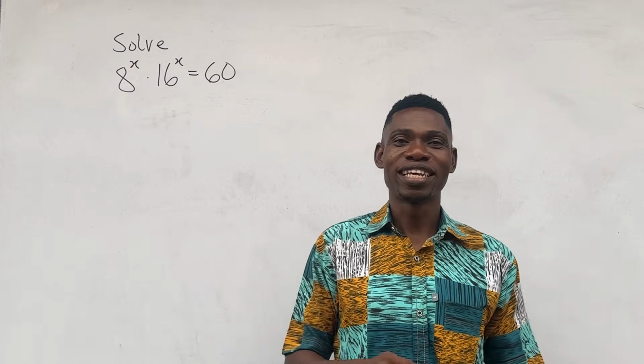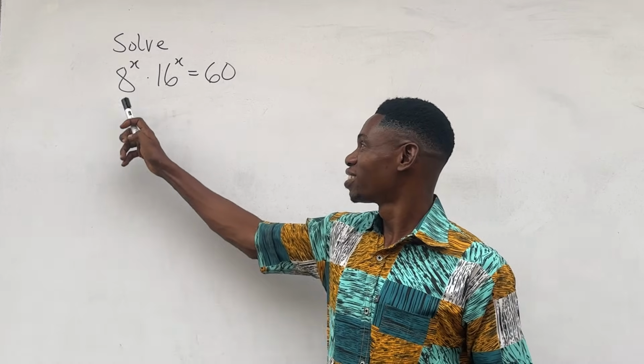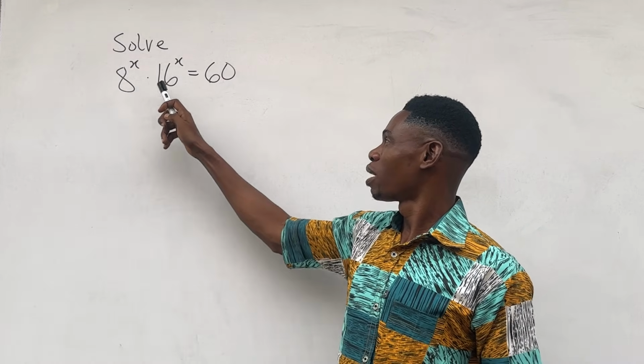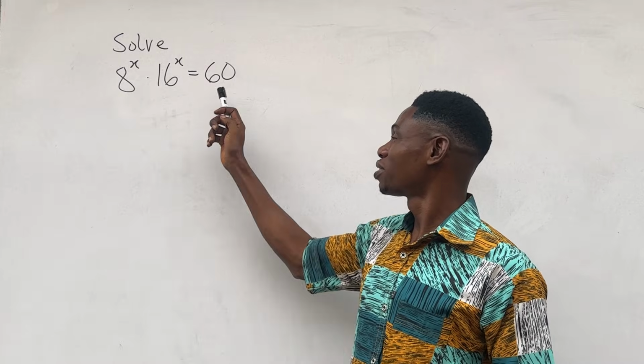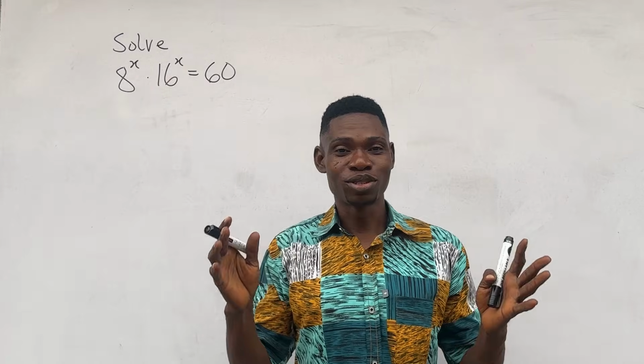Today we're going to be solving this exponential equation that says 8 raised to the power x multiplied by 16 raised to the power x equal to 60. You're excited to solve with me?